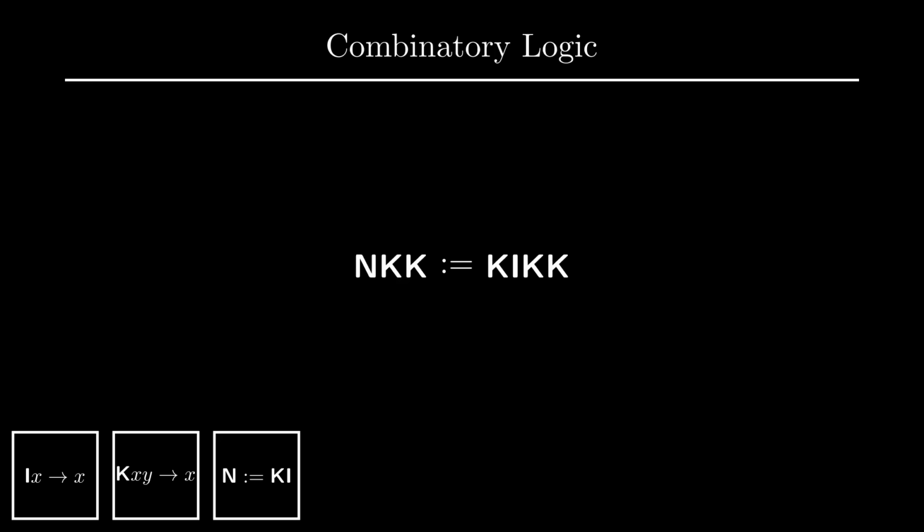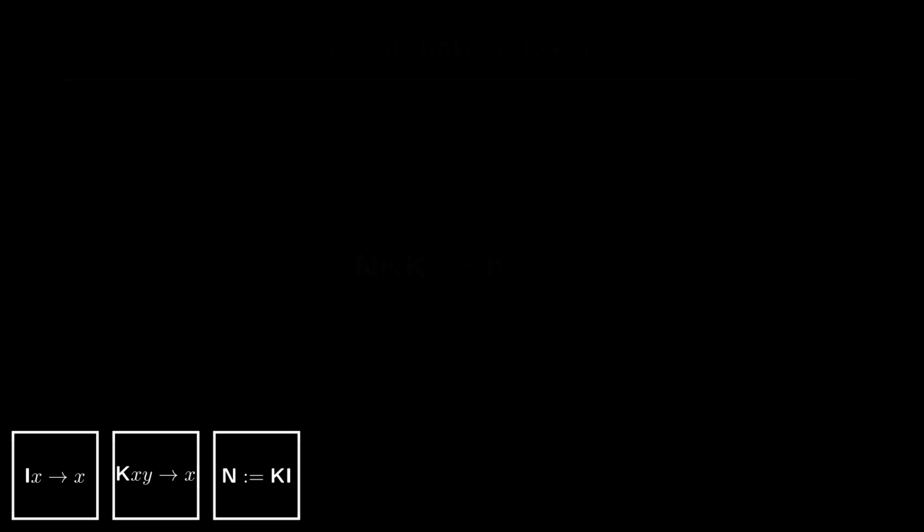We first replace N with K I, because that is how N is defined. We then execute the behavior of K, reducing K I K K to I K. We then execute the behavior of I, reducing I K to K. Hence, N K K reduces to K. Notice that we are executing the first combinator in every step, ignoring the others. This is called lazy evaluation. We shall be using lazy evaluation throughout this video.